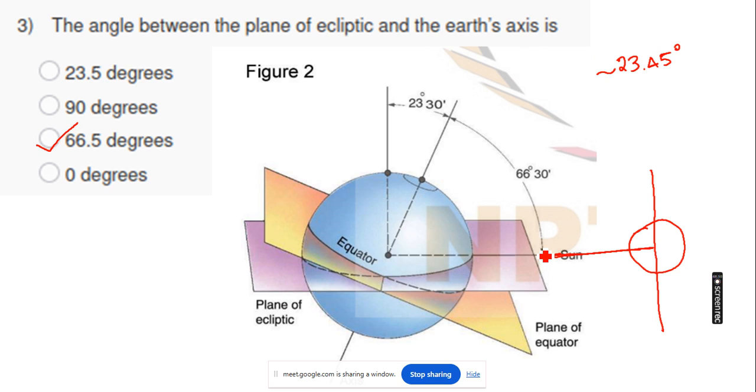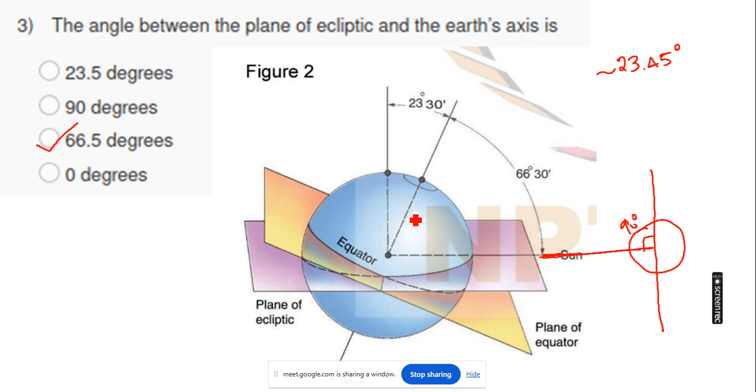So this basically connects the Earth with the center of the Sun on this plane of ecliptic. That is perpendicular to the Sun's axis, which makes a 90 degree angle with the Sun's axis. Now, what is the angle between the plane of ecliptic and the Earth's axis?